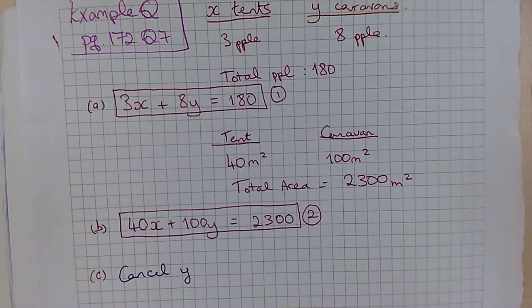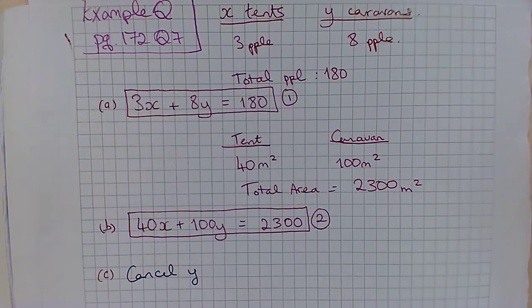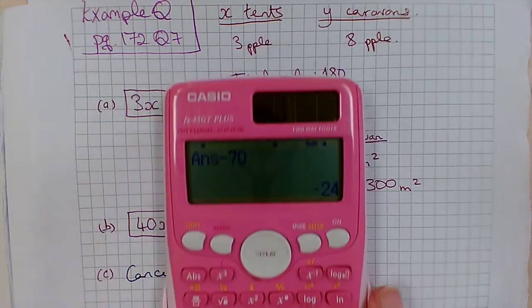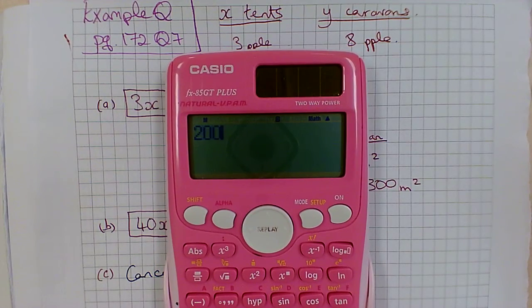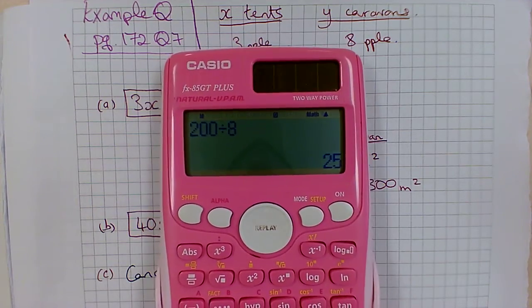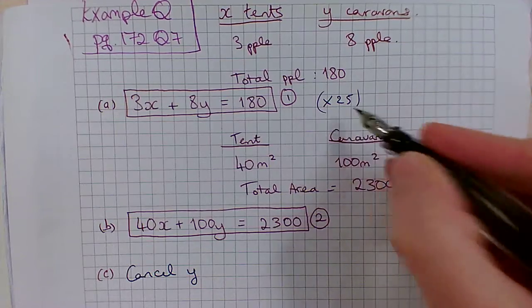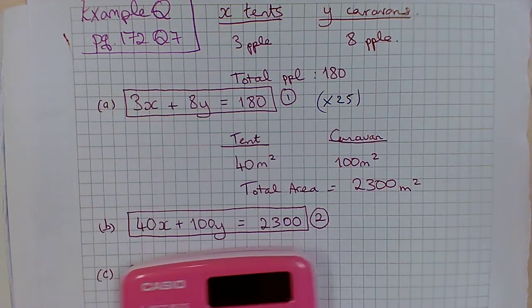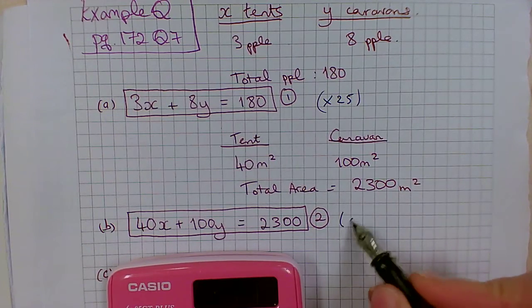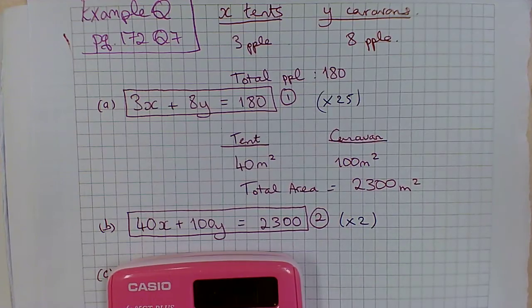And hopefully you can see that 8 goes into 200. So 200 divided by 8 is 25. So I could multiply this equation by 25. And 100, of course, goes into 200 twice. So I could multiply this equation by 2.